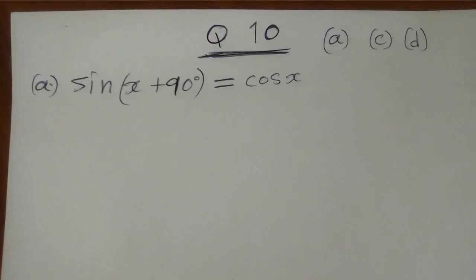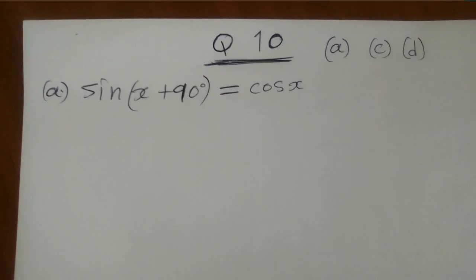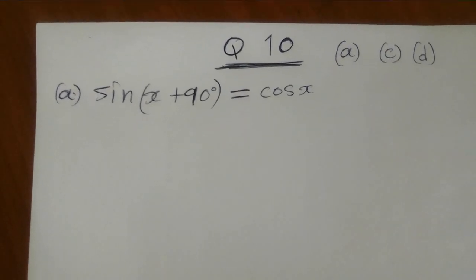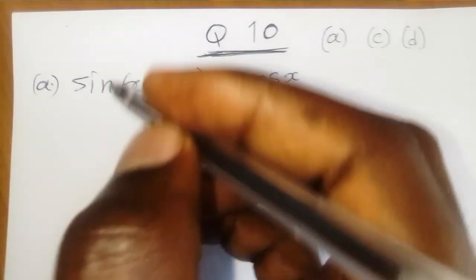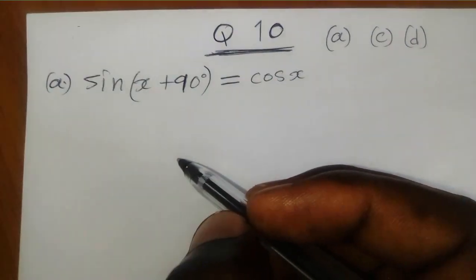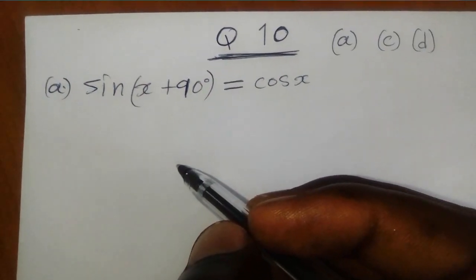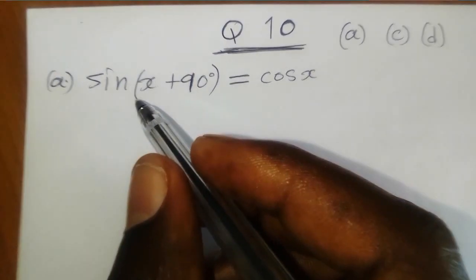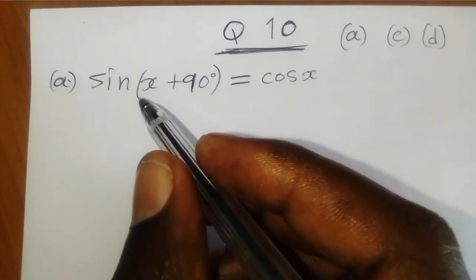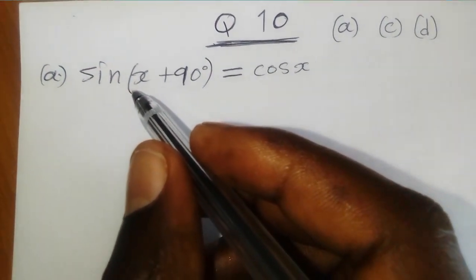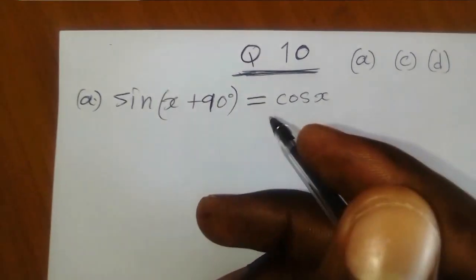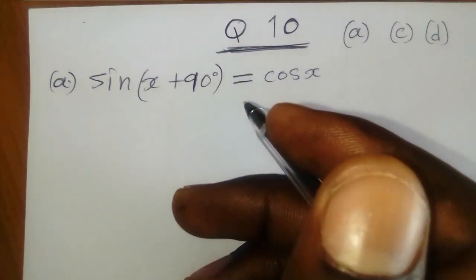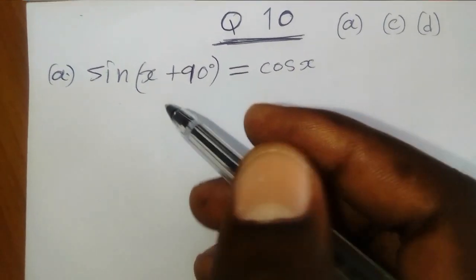Hi everyone. So somebody requested that I should solve question 10 as well. Question 10 is saying prove the identities. So for you to prove this type of identities, you need to know those composite identities. There's a topic called composite identities in trigonometry.